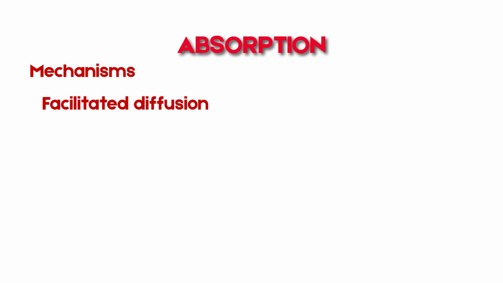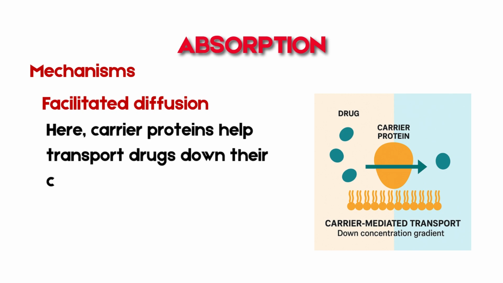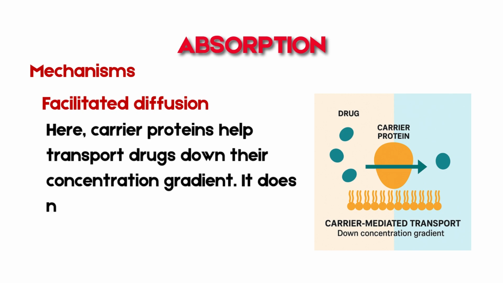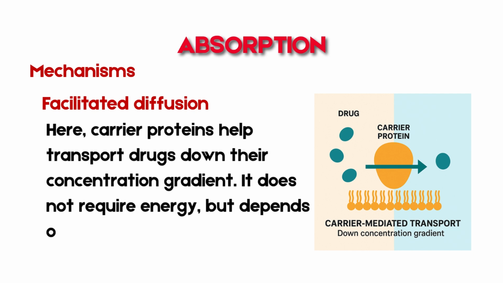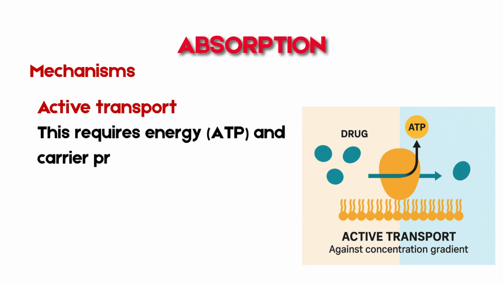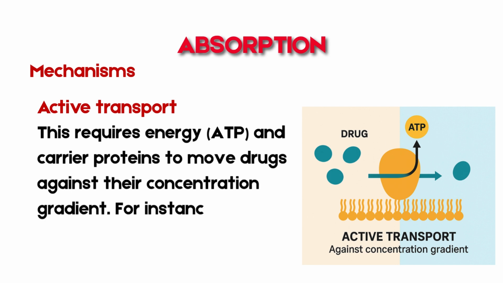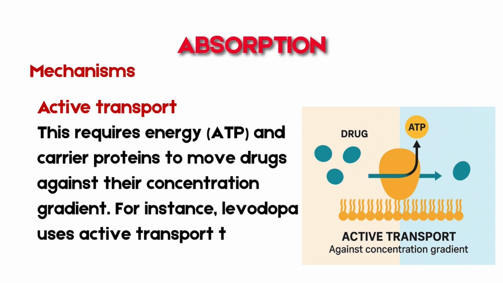2. Facilitated diffusion. Here, carrier proteins help transport drugs down their concentration gradient. It does not require energy but depends on specific transporters. 3. Active transport. This requires energy, ATP, and carrier proteins to move drugs against their concentration gradient. For instance, levodopa uses active transport to cross the gut lining.